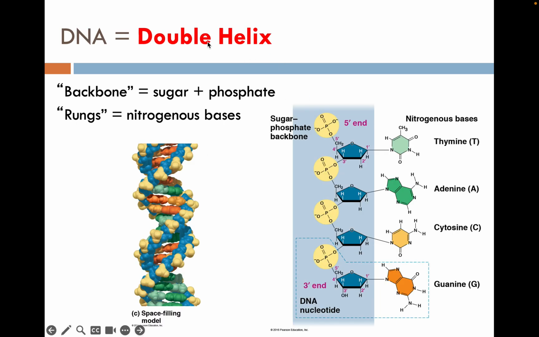All right, so I've said the word double helix. It's like a spiral staircase. The outside of the spiral staircase is made up of this sugar and phosphate backbone. So in these models, the sugars are blue, the phosphates are yellow, right? So we see there's blue and yellow along the outside of the strands. And then the rungs of the ladder, or the steps on the spiral staircase, are made up of the nitrogenous bases, the thymine, adenine, cytosine, and guanine.